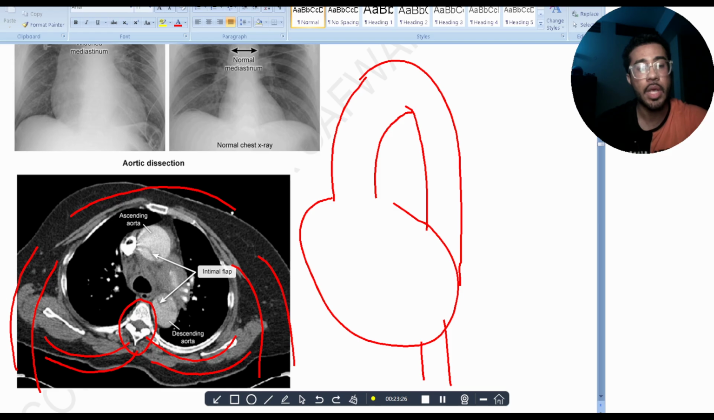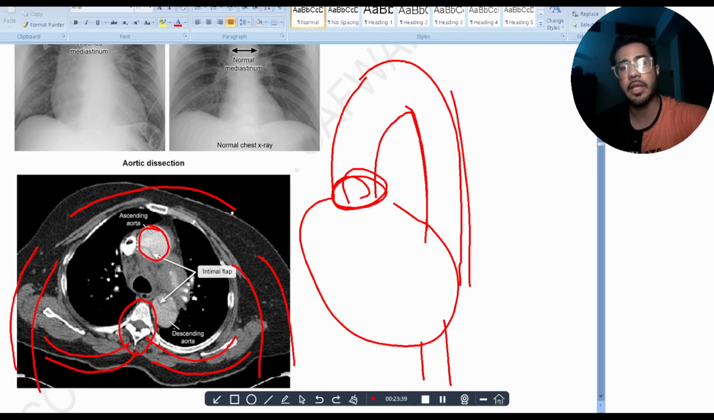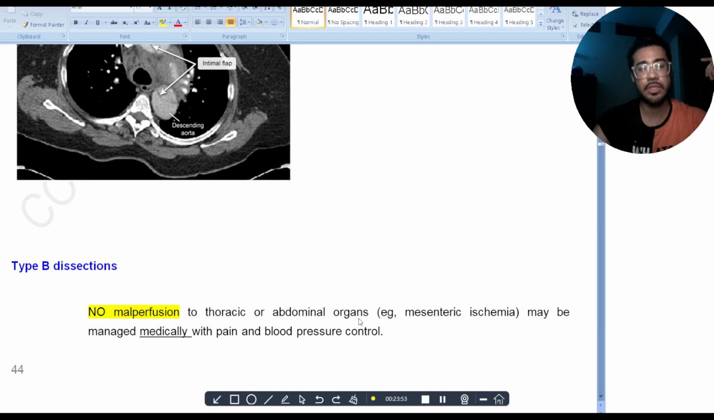Patient is lying down, so this part is anterior, this is the ascending aorta, protruding out of the heart, and as it makes the arch and turns into descending aorta, it goes backwards. So this is the descending aorta, and you can see the flap forming here and here as well. I just also wanted to explain how you make sense of the CT scan. It can be a nuisance sometimes.